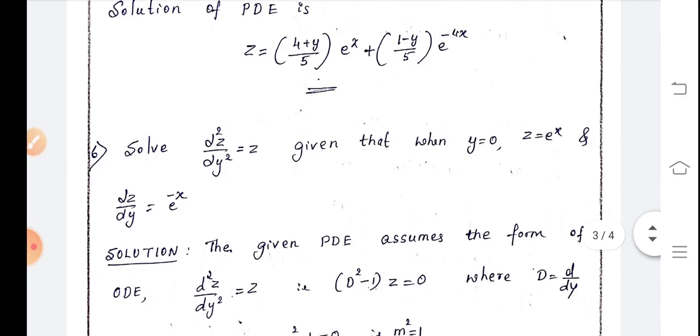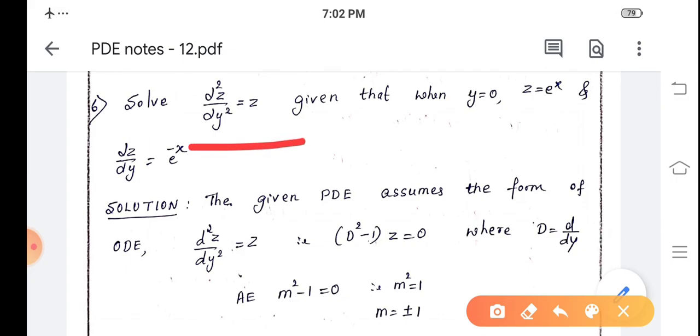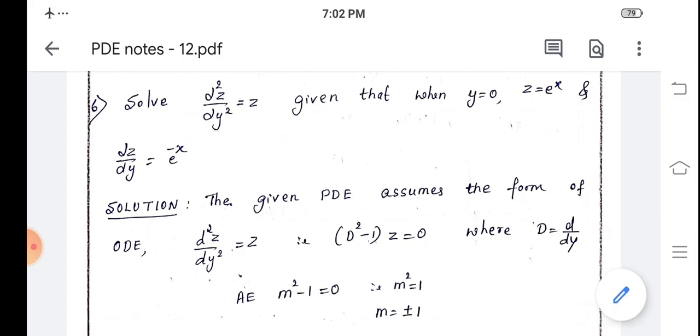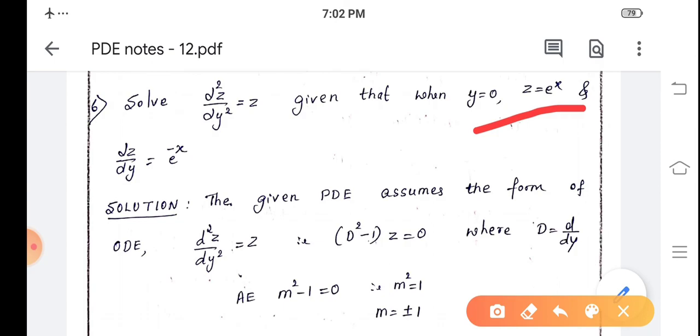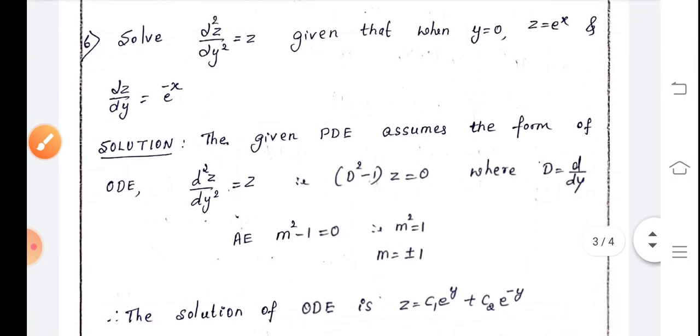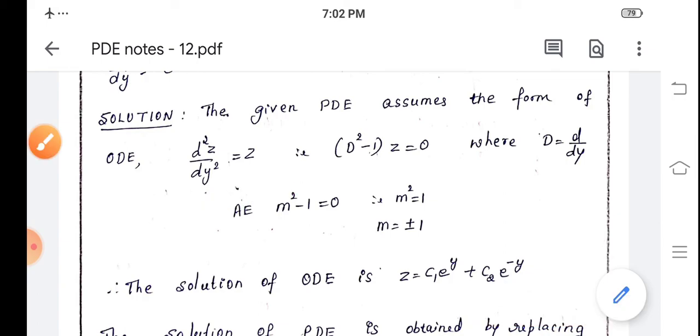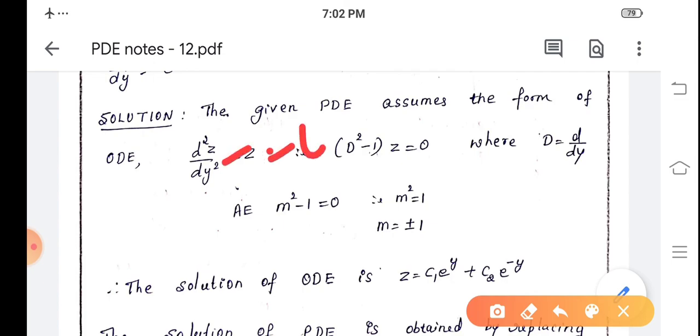Now we will work out the sixth problem. Question number 6 is solve ∂²z/∂y² = z, given that when y is equal to 0, z is equal to e^x and ∂z/∂y is equal to e^(-x). We take the given partial differential equation in the ordinary differential equation form, that is d²z/dy² = z, or d²z/dy² minus z equal to 0.